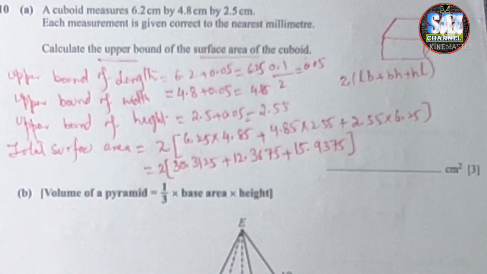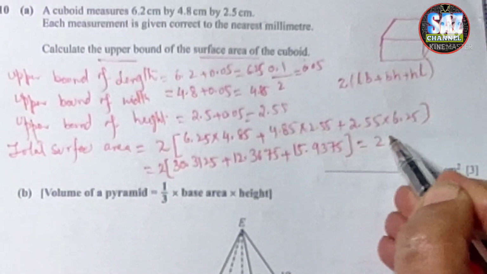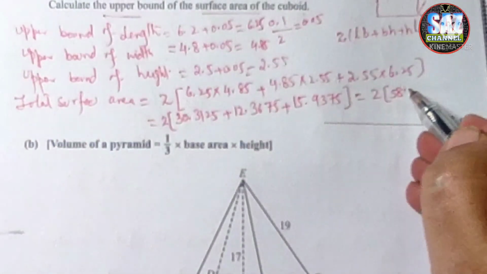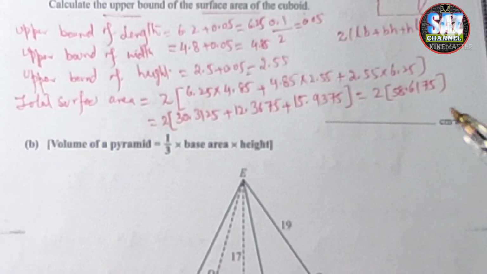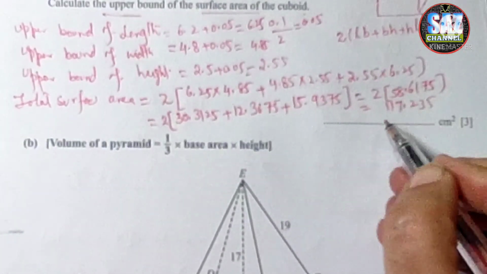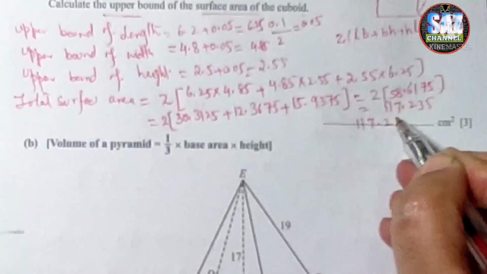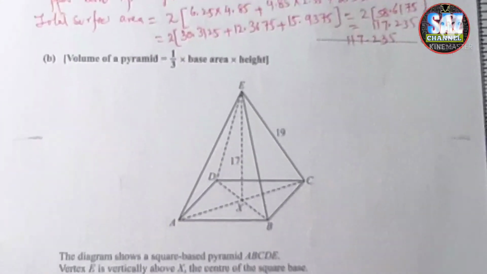12.3675 plus 30.3125 plus 15.9375 gives me 58.6175, and then I have to multiply this number by 2, and this gives me 117.235. 117.235 units square is the upper bound of the area of this cuboid. And let's move to the next question.